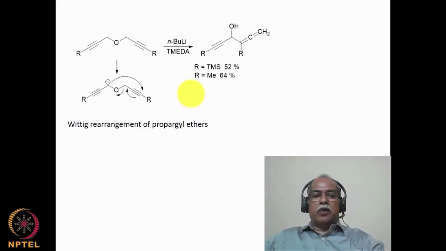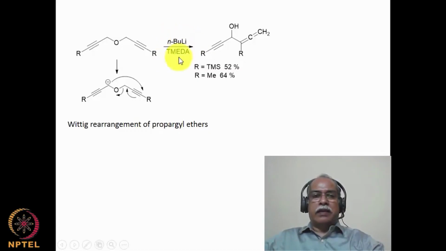Dipropargyl ethers also undergo Wittig rearrangement. Here is an example of a dipropargyl ether treated with n-butyl lithium and tetramethylethylenediamine. Now, n-butyl lithium with tetramethylethylenediamine is a powerful combination in terms of making the butyl lithium an even stronger base than it is. The tetramethylethylenediamine essentially complexes to the lithium. As a result of this, free butyl anion is generated under this condition.